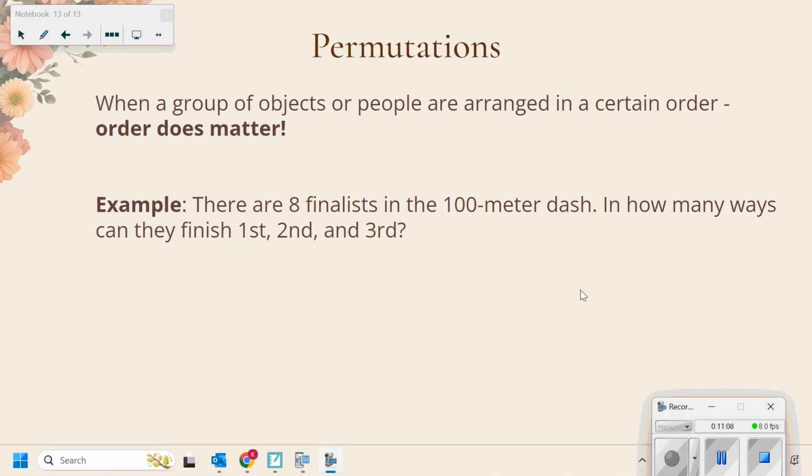Anybody have any ideas, predicting things that might happen? What are you thinking, Yoda? So for third place, you have 8 options, but then for second place, you only have 7 options. Yeah. And then when you go to first place, you have 6 options. Good. I like the way you're thinking about it.